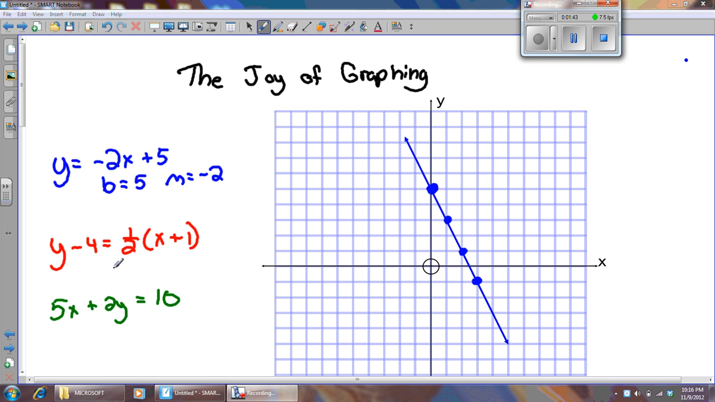Alright, here we go. We've got point slope form. I know my slope is 1/2. The point is going to be -1, +4. Remember I use the inverse of the numbers. So I go to -1 and then up 1, 2, 3, 4. And then my slope is 1/2, so I rise 1, run 2. Rise 1, run 2. Hope I don't get too tired from running.